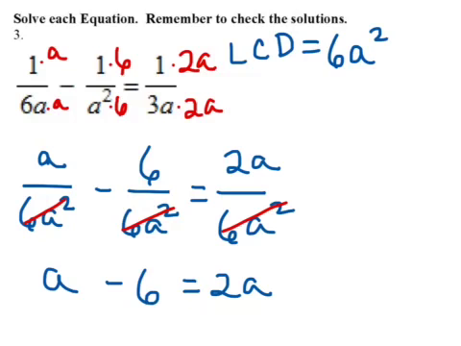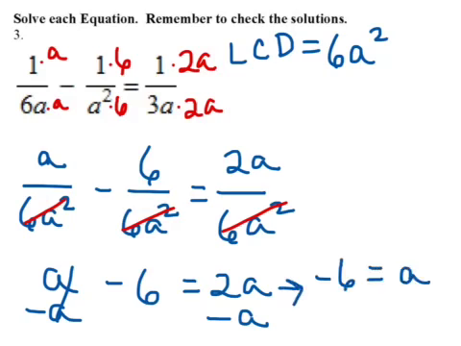Now, let's solve our resulting equation. We want to isolate our variable, so I'm going to subtract a from both sides to get that cancellation. And my next step will be -6 equals positive a. Then we want to verify our solution.